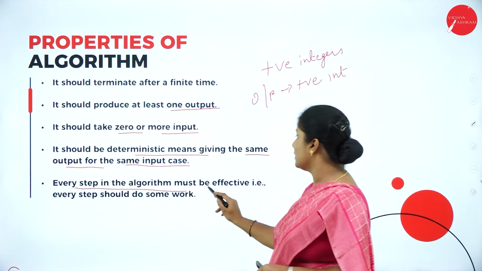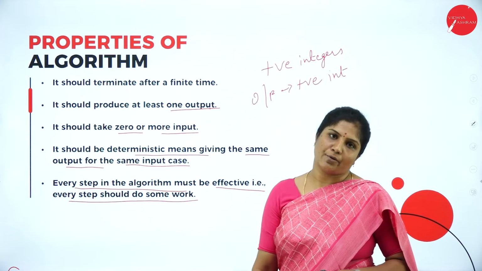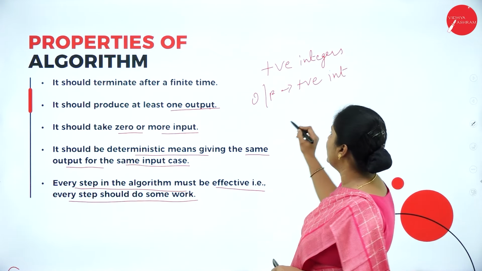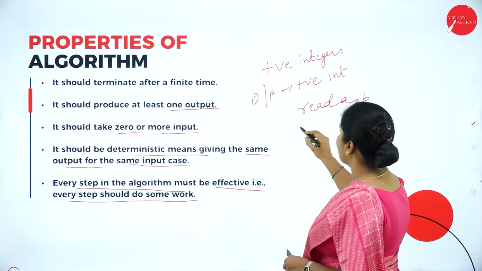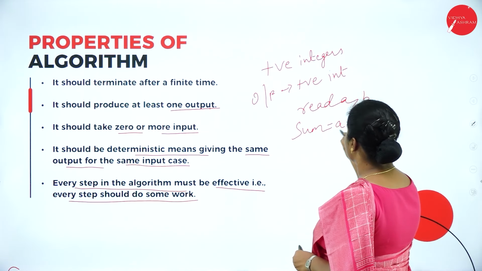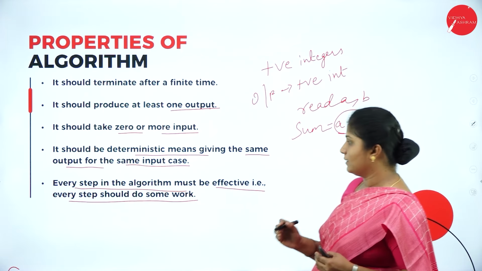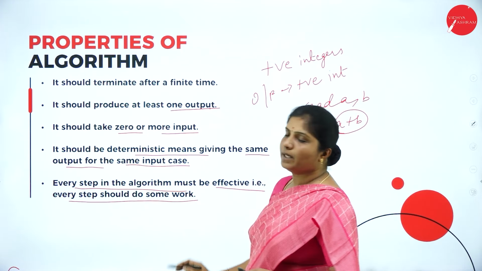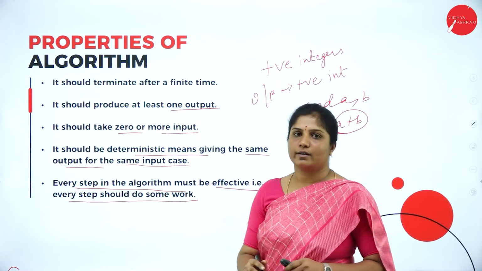Every step in the algorithm must be effective. That is, it should do some work. If I am telling read A and B, it should read. If I am telling sum is equal to A plus B, yes, it should do addition of two integers. Like this, every step should do some work. These are some of the properties of an algorithm.